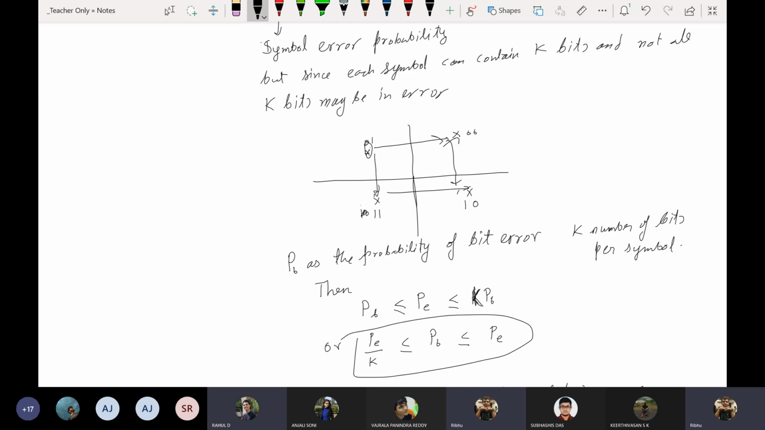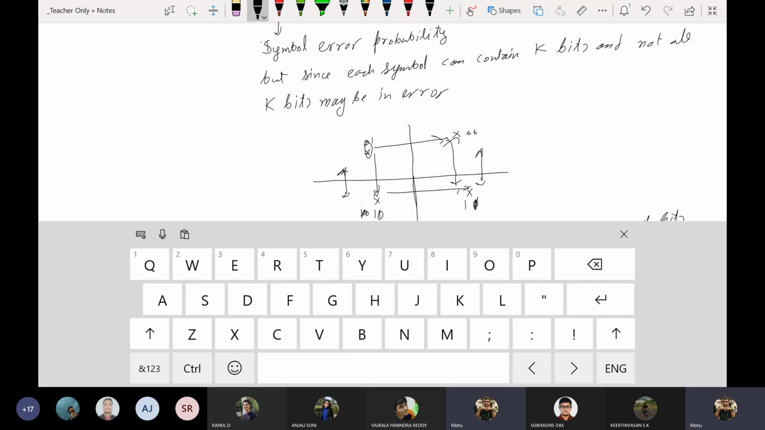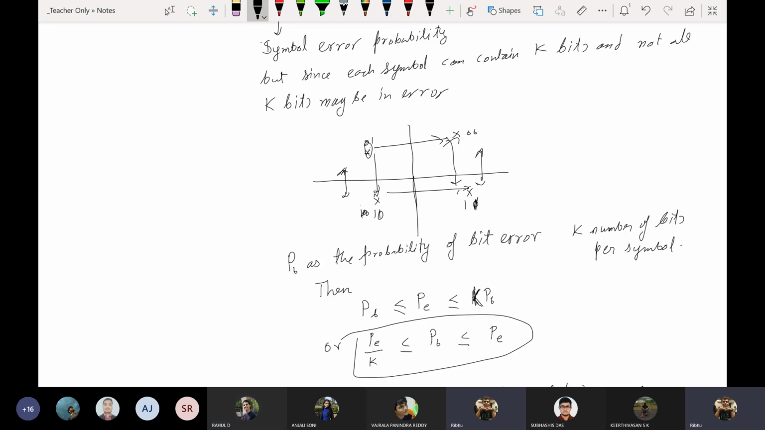So now if I write this as 10 and this as 11, a nearest neighbor error, instead of being a 1-bit error, will be a 2-bit error, and this to this. So these nearest neighbor errors will be 2-bit errors now. Similarly, these vertical errors will be 2 bits now. So just on the basis of how you write the constellation, the entire bit error probability changes, but the symbol error probability doesn't change.